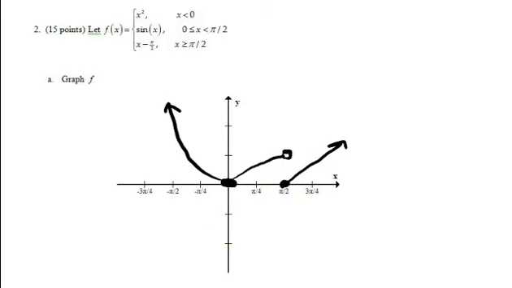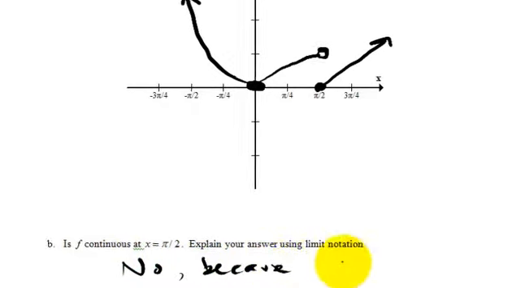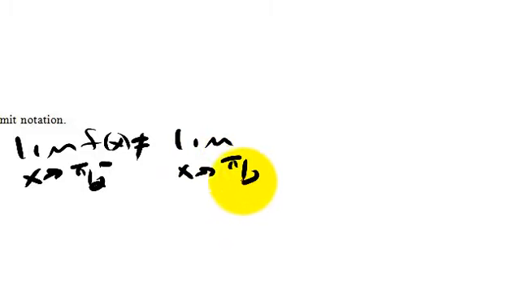Okay, is f continuous at pi over 2? Well, no. You can tell right here, we have a jump. And then explain your answer using limit notation. Our answer will be no, because the limit as x approaches pi over 2 from the left does not equal the limit as x approaches pi over 2 from the right.